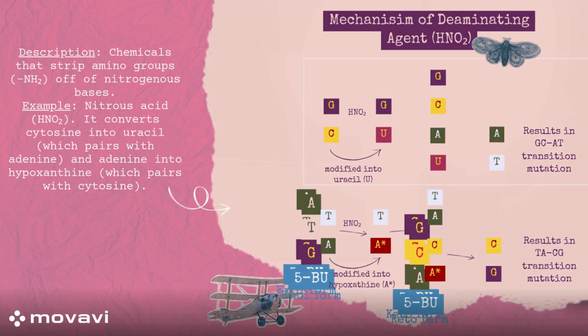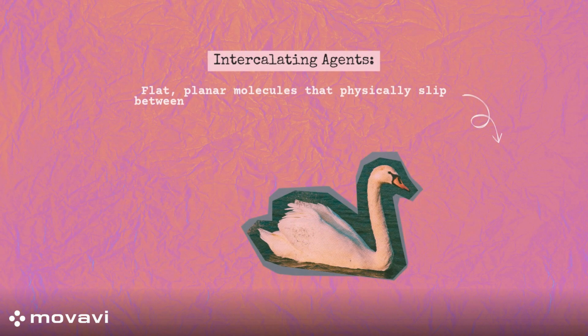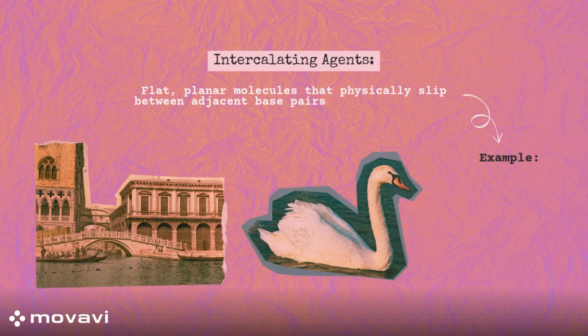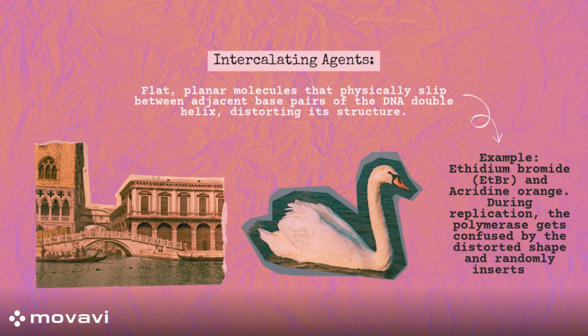So the third type of chemical mutagen is an intercalating agent. These are flat, planar molecules that physically slip between adjacent base pairs of the DNA double helix, and this distorts the structure. Once the structure is distorted, the polymerase becomes confused by the distorted shape and randomly inserts or deletes a base, and that causes a severe frameshift mutation. Examples of this include ethidium bromide, briefly abbreviated as EtBr, and acridine orange.